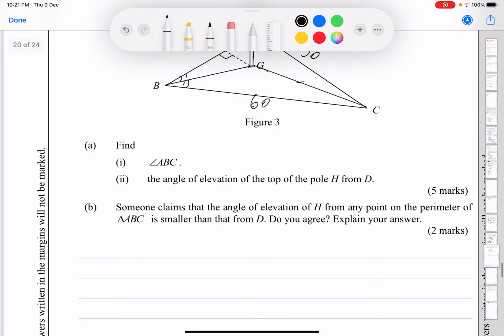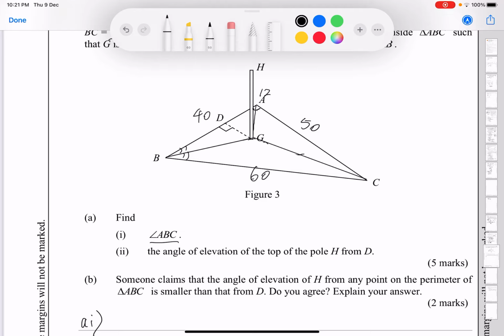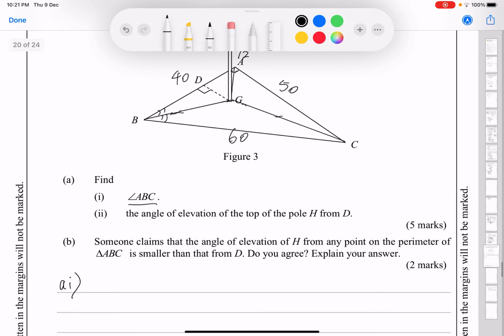Okay, for part A1, we need to find angle ABC. Where's angle ABC? Angle ABC is this angle right here. It's pretty easy. We just need to apply the cosine rule, which is 50 square is equals to 60 square plus 40 square minus 2 times 60 times 40 cosine angle ABC. And this will be the answer.